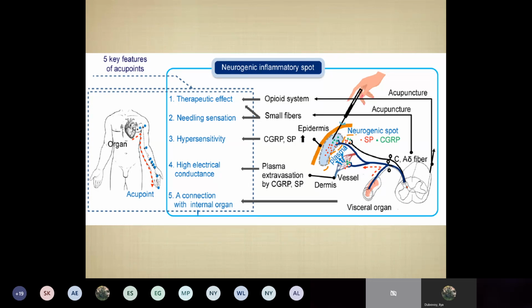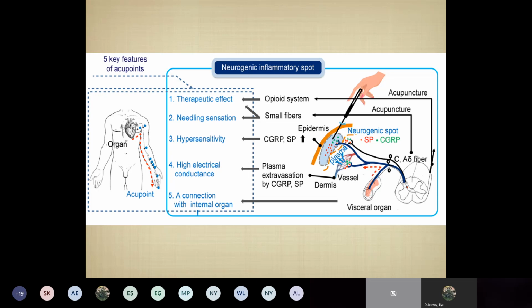So to summarize what the study shows, it is not a comprehensive test of the classical theory, but it does link together several features of acupuncture points: a therapeutic effect, the mechanical sensitivity of the point, which by the way is considered an important practical, clinical, and traditional way of evaluating the relevance of the point to a particular patient or treatment, the local electrical conductance, and the direct connection with an internal organ. All of these key features were demonstrated by these neurogenic inflammatory spots, which were induced in the rat.